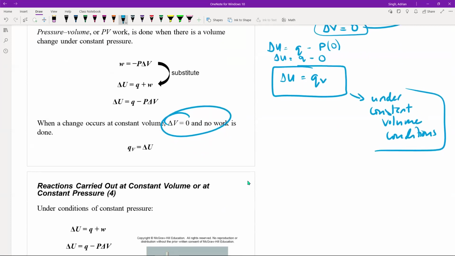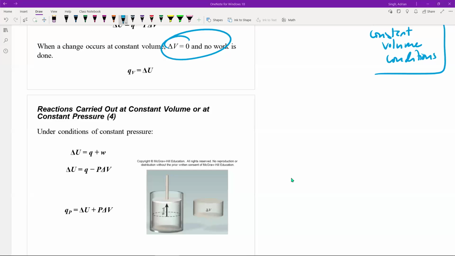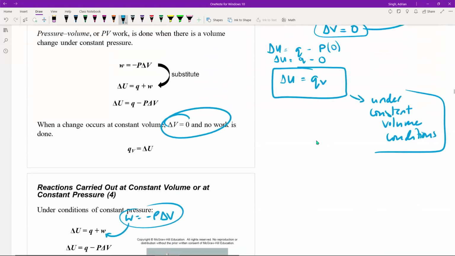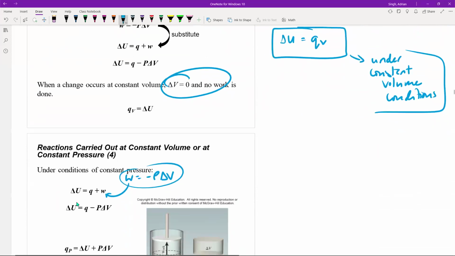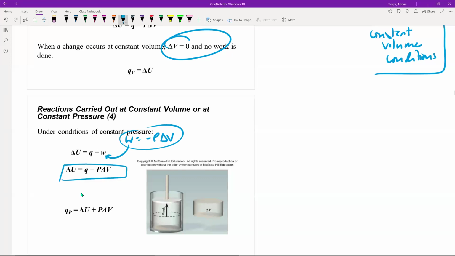What happens under conditions of constant pressure, conversely? Well, if we do our substitution again, like we did before, where W is equal to negative P times delta V, we substitute it in here, and we end up with the same equation, delta U equals Q minus P delta V that we saw before. But now we can't simplify it. We can't take the delta V out because we do have a change in volume. Here, the only thing that's constant is pressure, but the P here is not a change in pressure, it's just pressure, right? So we can't just say that's equal to 0 because it may or may not be equal to 0, depending on what conditions you have. So we can't just assume that it is 0.